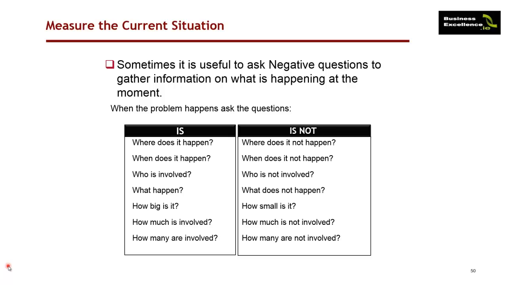We ask these questions not to apportion blame, but to understand, is it something specific related to competency, related to capability of certain people? What happens, what does not happen? Sometimes people use language that may not be accurate in describing a problem. For example, somebody says, well, the boiler blew up. Well, did it literally blow up, or did the valve just go? How big is it? How small is it? So it's useful to quantify the size of the problem. How much is involved? How many are involved? And then the negative questions as well. So in summary, negative questions help us to reduce the scope or understand the scope in more detail.